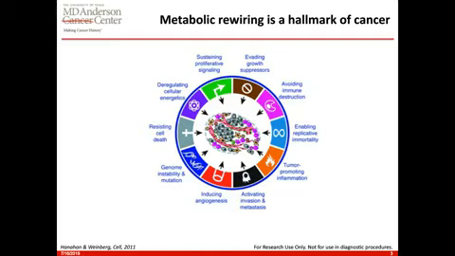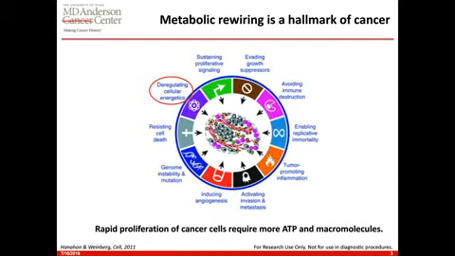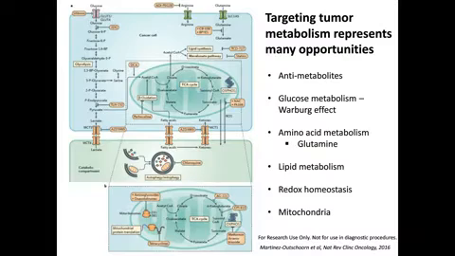altered metabolism is a key feature of the cancer cells. So an ethical review written by Hanahan and Bob Weinberg in 2011 has included deregulating cellular energetics as a key hallmark of cancer. The rapid proliferation of cancer cells simply requires more energy, like ATP and macromolecules, to enable that. Therefore, the cells have to rewire its metabolism network to meet such demands. Because of that, that opens many potential opportunities for targeting tumor metabolism in cancer therapies.